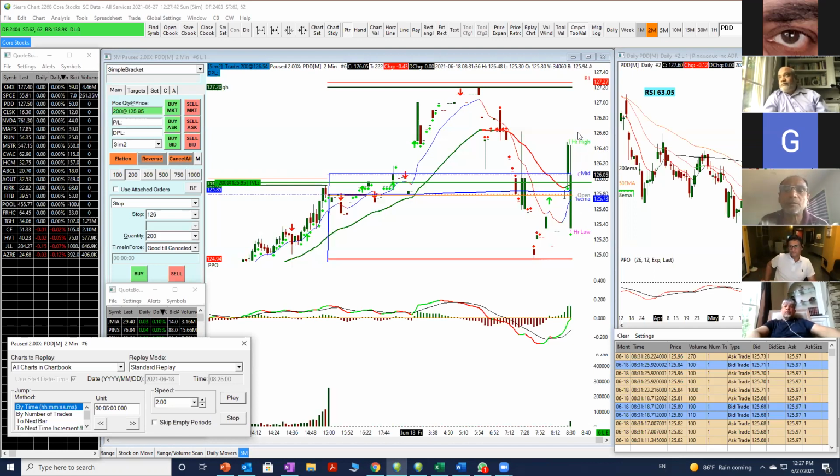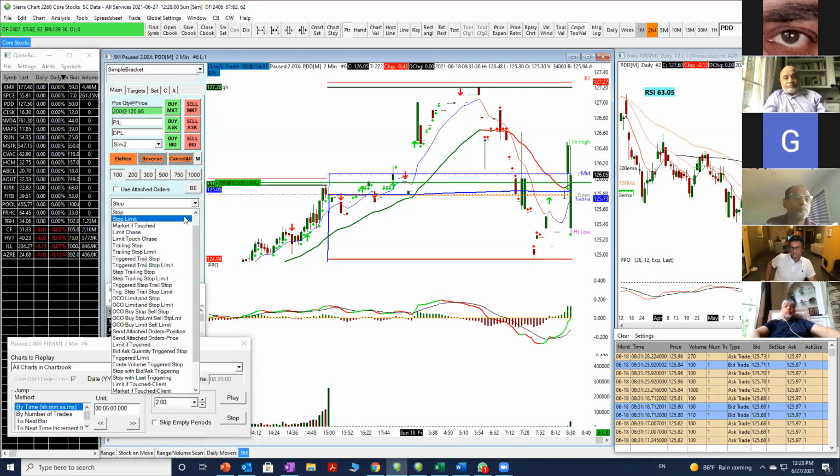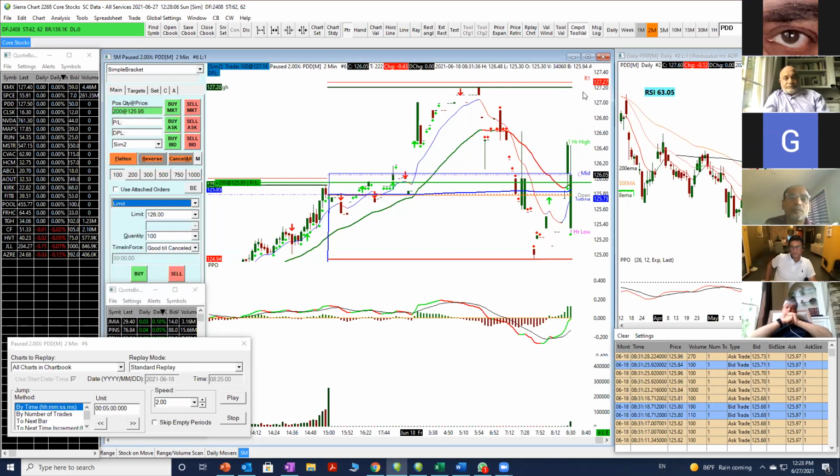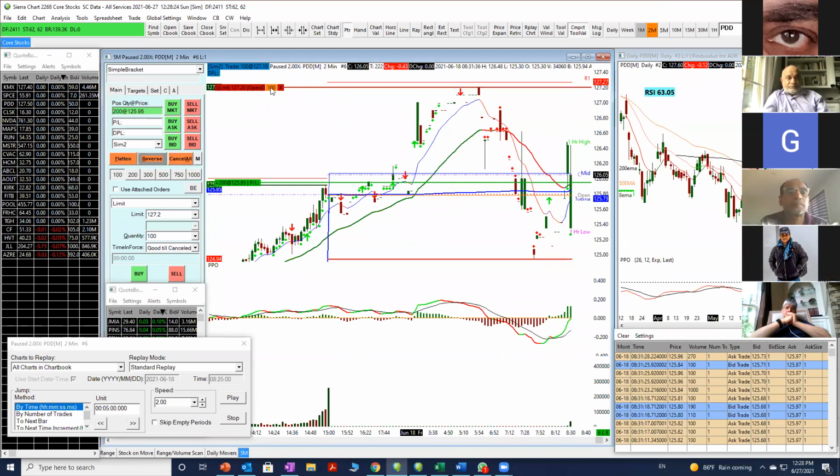So where should I exit? Ideally at this R1, or this pre-market high, which was at 127.10. So this should be my point for my first partial. Of the 200, let's say I take 100 shares out, and I want those 100 shares out at 127.20. So that is going to be my limit. I'm not going to sell it below 127. That's my first partial. So out of 200, if this stock reaches this level, I will be selling 100 here.